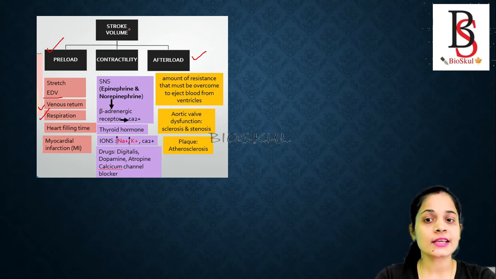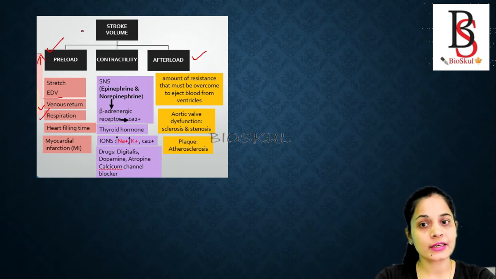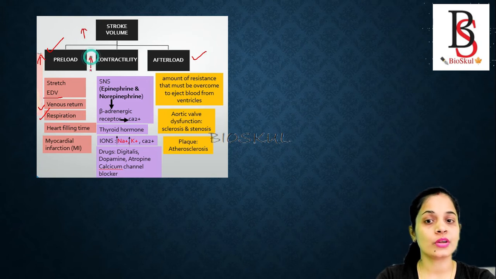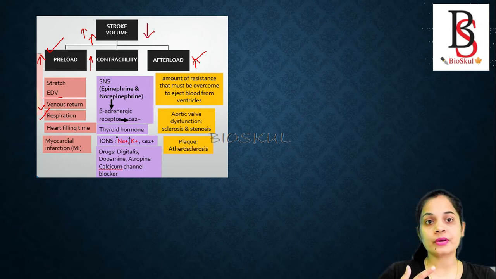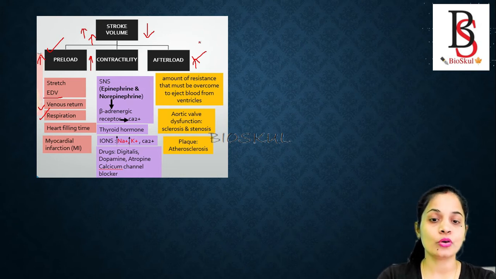So we can say that if the preload increases, then stroke volume will increase. If contractility increases, then also the stroke volume will increase. But if afterload increases, then the stroke volume will decrease. Afterload is caused because of the dysfunction of aortic valves, or it may be by atherosclerosis.